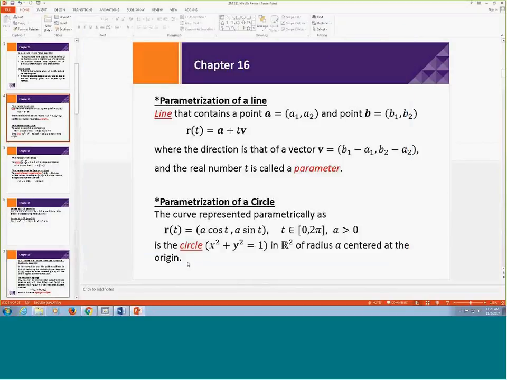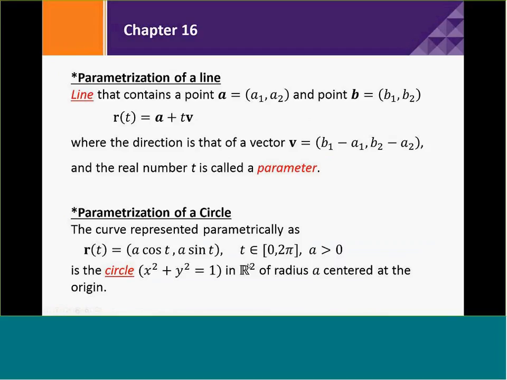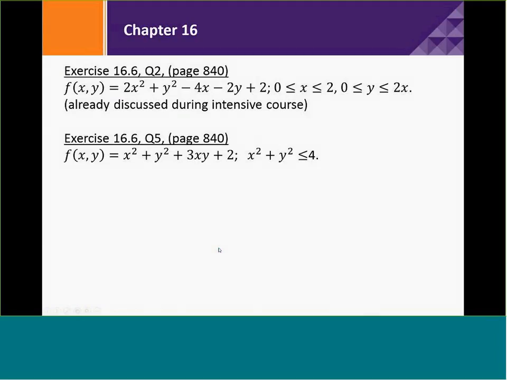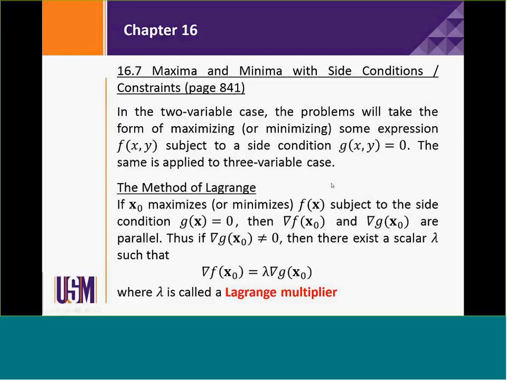Now we move on to the next section, 16.7, maximum and minimum, but with side conditions or constraints. Remember, in 16.5 we find the local extreme values. In 16.6 we find the absolute extreme values. Now 16.7 is where you find the maximum or minimum subject to a side condition. You have one condition that must depend on another condition.